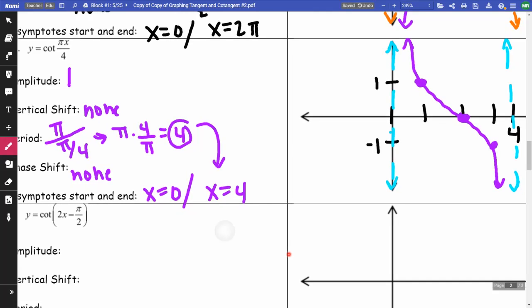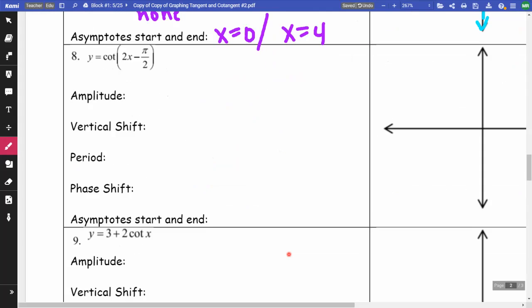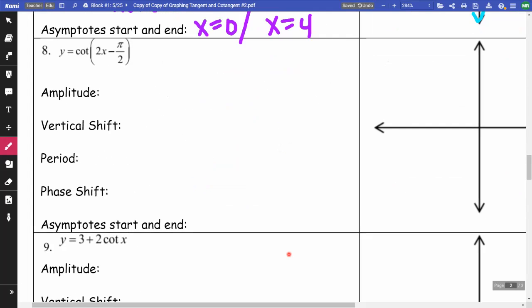On number 8, my cotangent has an amplitude of 1. My vertical shift is none. My period is pi divided by my b, which is 2, so pi halves.